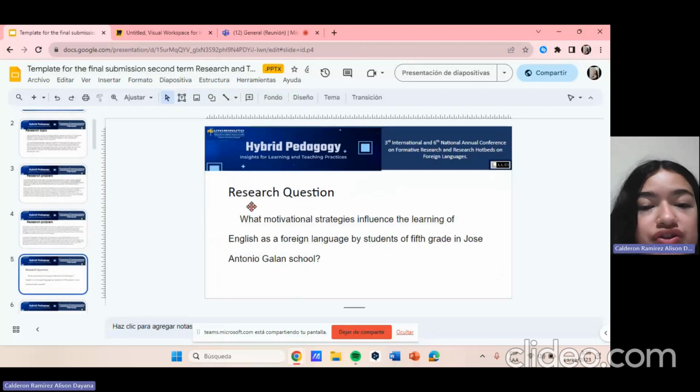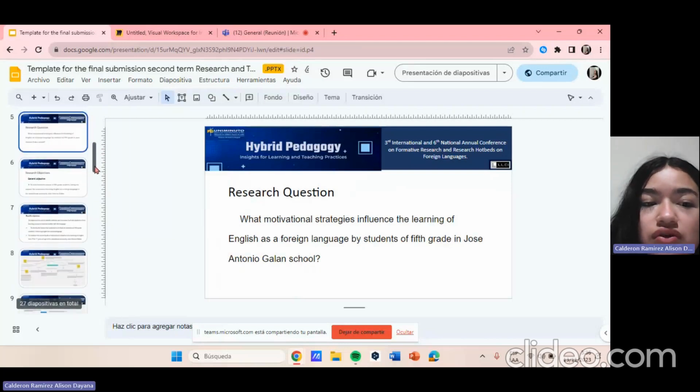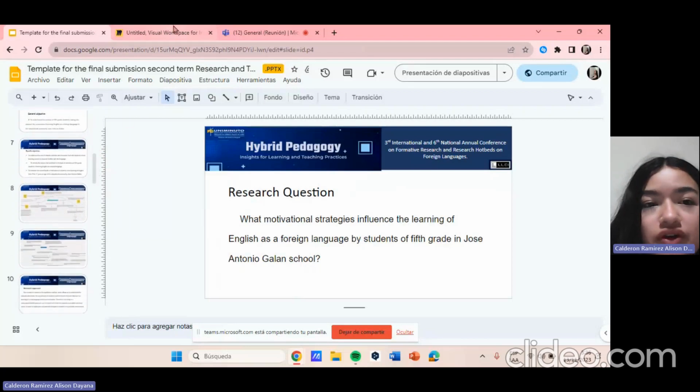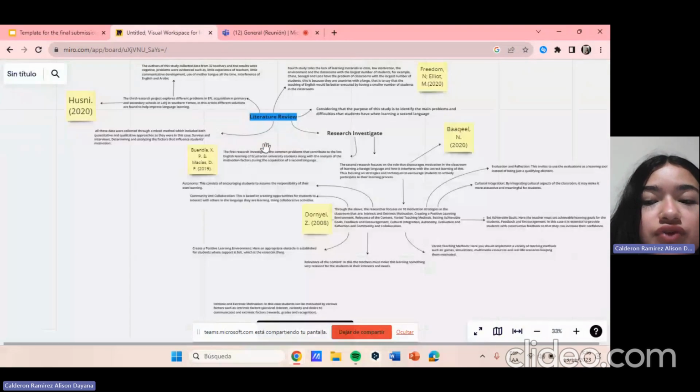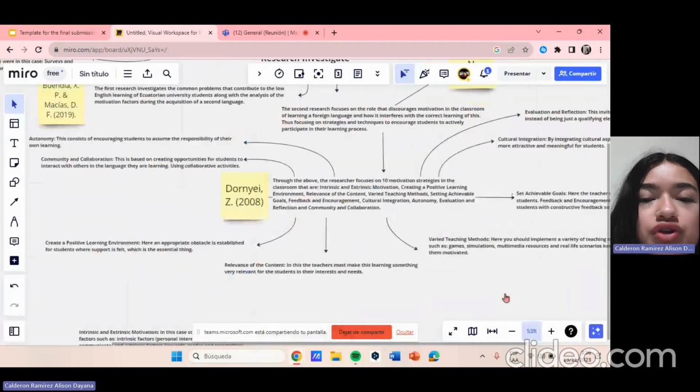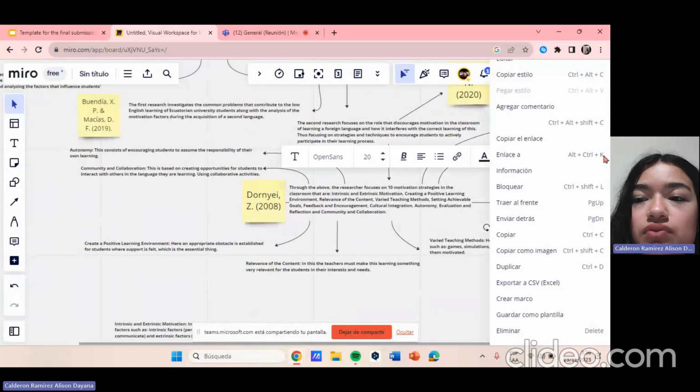Our research question is: what motivational strategies influence the learning of English as a foreign language by students of fifth grade in Jose Antonio Galan School? So this is our research question, and on another hand, we have the literature review, the studies that we investigate for a better job.